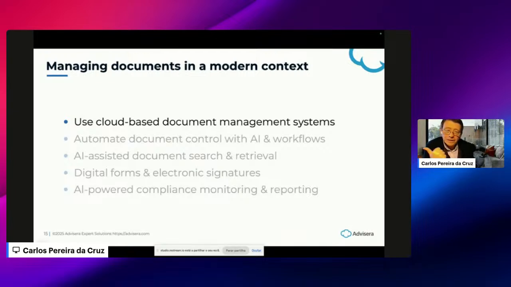This means centralized storage with version control, access control, audit logs, real-time collaboration and access from any device, and integration with workflow automation tools for approvals and updates. So yes, you can use cloud-based document management systems. The second one is to automate document control with AI and workflows: AI-powered document automation for approvals, revisions, and notifications; workflows to ensure review, approval, and expiration tracking; and automatic archiving of obsolete documents to maintain compliance.